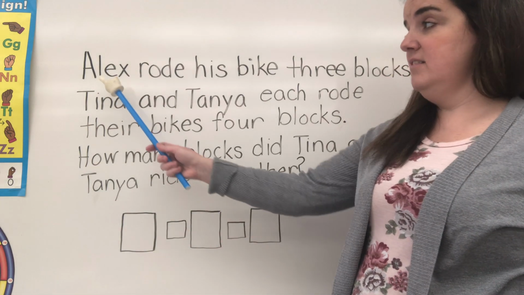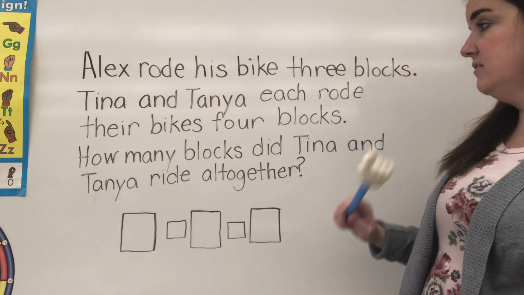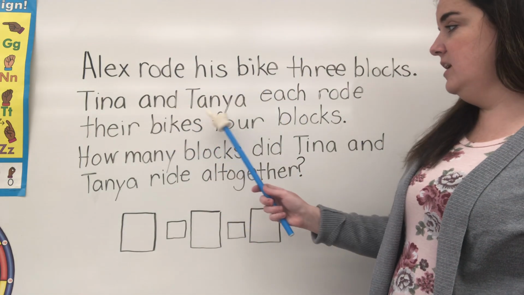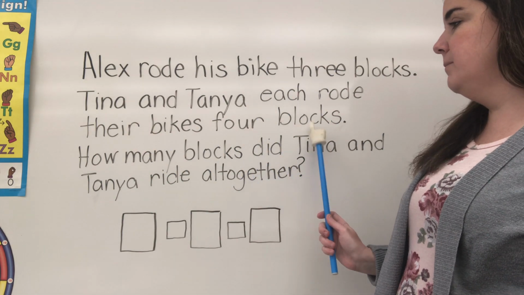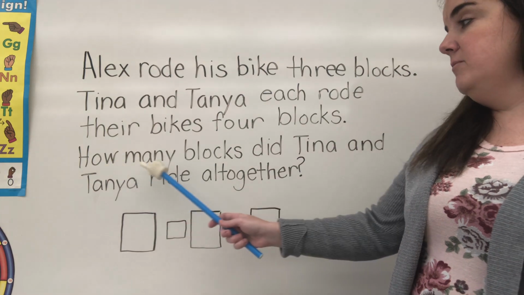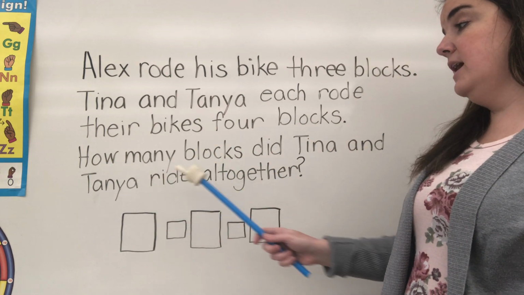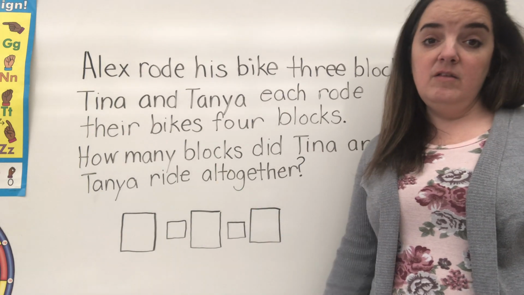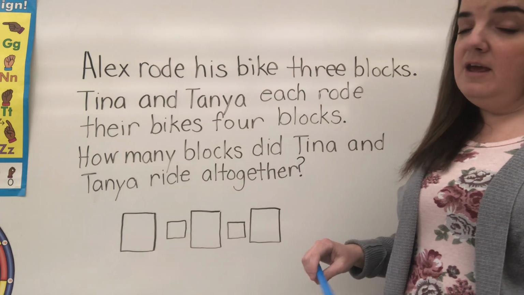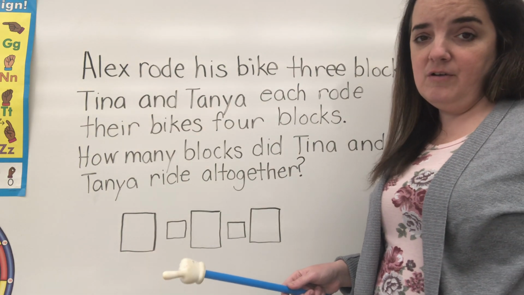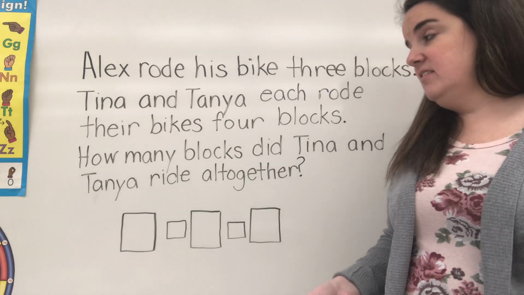All right, so let's begin. It says, Alex rode his bike 3 blocks. Tina and Tanya each rode their bikes 4 blocks. How many blocks did Tina and Tanya ride all together? Now, it's a lot of words, right? There were quite a few numbers in there also, so we need to figure out what this story problem is asking us.